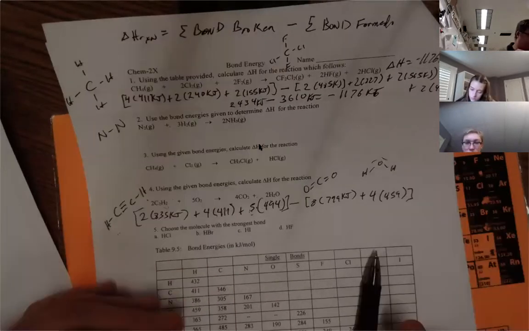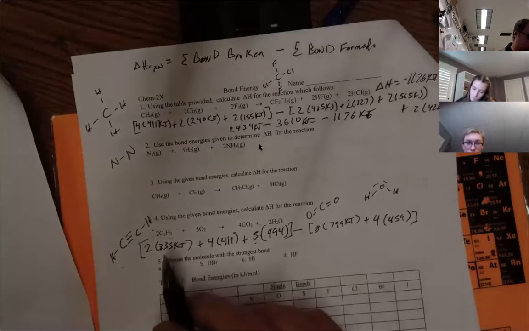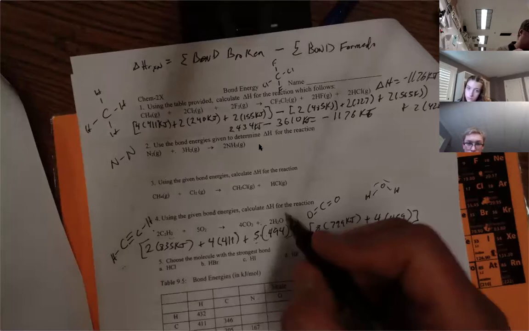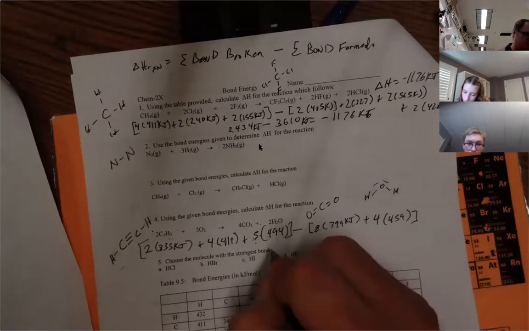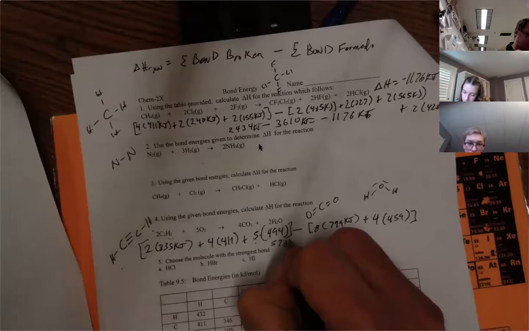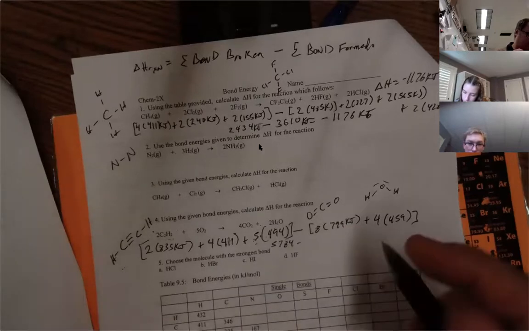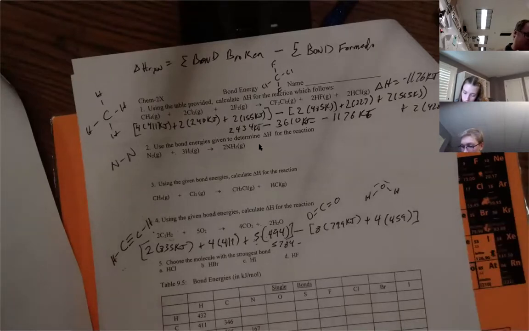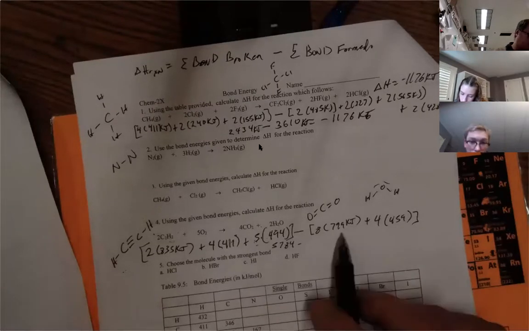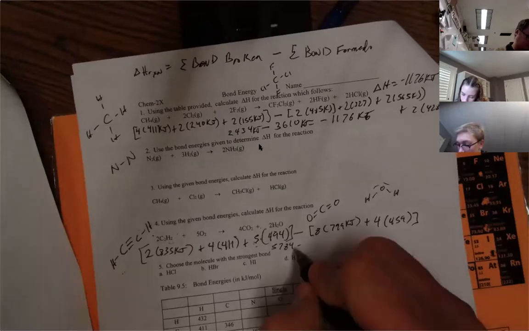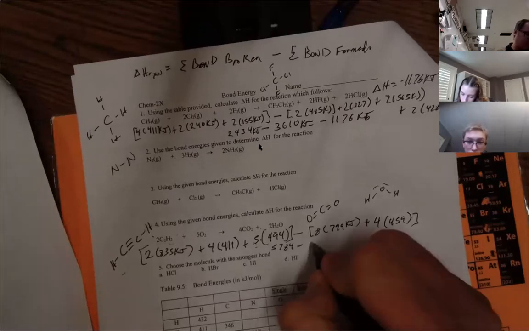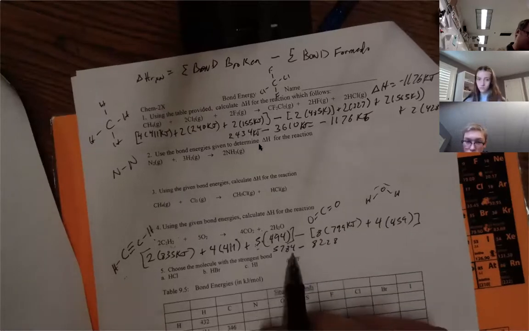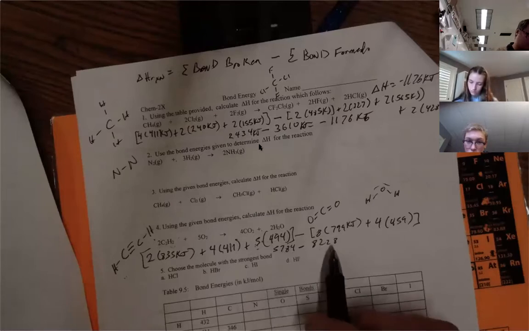Two times 835 plus 4 times 411 plus 5 times 494. That would be 5,784. 8 times 799 plus 4 times 459. The answer is 8,228. 5,784 minus 8,228 is negative 2,444.